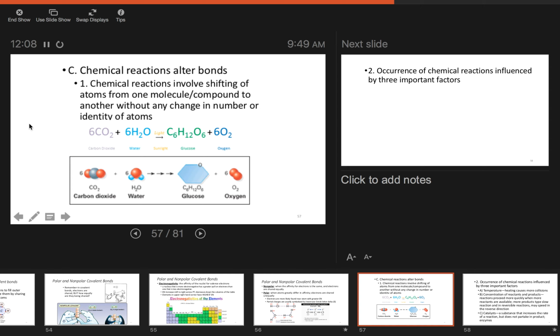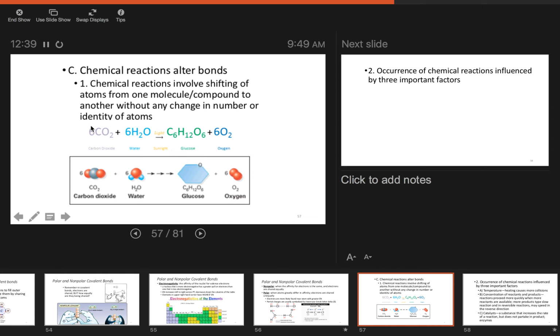Now, chemical reactions, when they do occur, tend to break and reform bonds. They alter bonds. And so basically you're shifting electrons from one atom to another, or bonds are just being broken. My picture cut off the word identity here, as I'm reading this out loud in my head. So chemical reactions involve shifting of atoms from one molecule or compound to another. Basically, you're not changing the identity of the atoms. You're just breaking bonds and reforming them. And maybe you're creating polar or non-polar covalent bonds in the process.